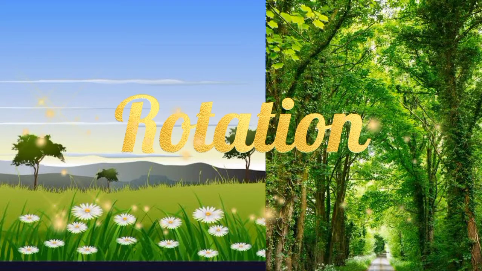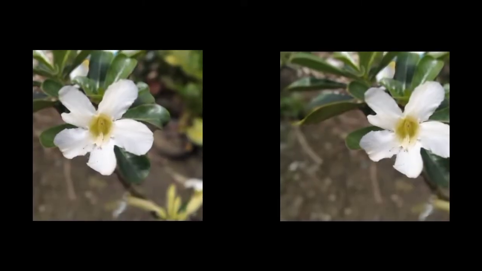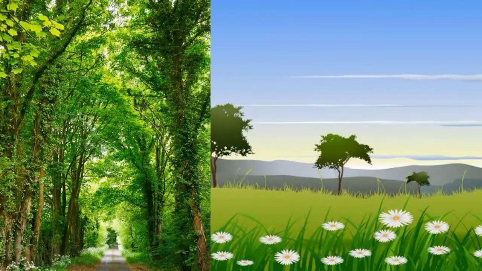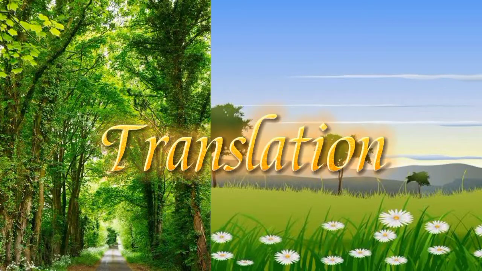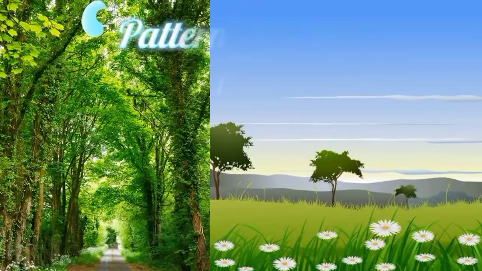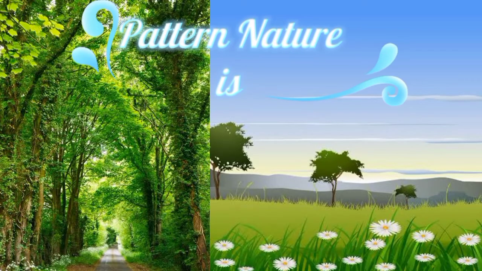Rotation is when one object is rotated in a certain direction around a point. For example, these pictures. This is one example of rotation. And the third is translation. They must be the same size and same shape, with one object having a different orientation from the first. For example, these pictures. And the next pattern in nature is spirals.